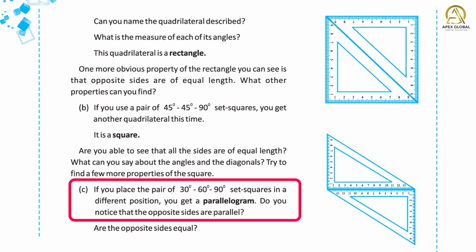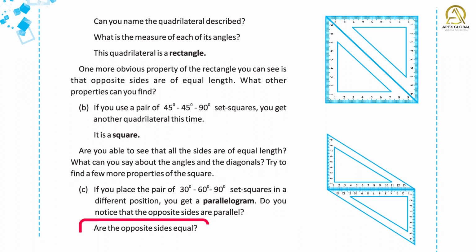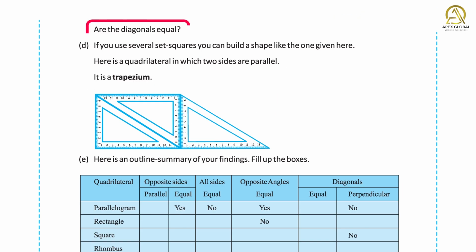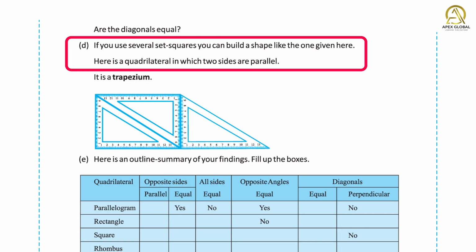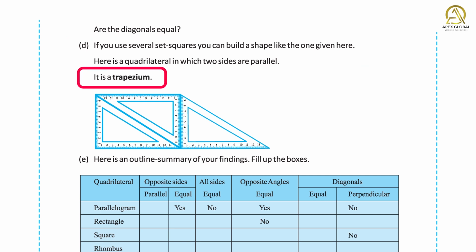C. If you place the pair of 30, 60, 90 degree set squares in a different position, you get a parallelogram. Do you notice that the opposite sides are parallel? Are the opposite sides equal? Are the diagonals equal? D. If you use several set squares, you can build a shape like the one given here. Here is a quadrilateral in which 2 sides are parallel. It is a trapezium.